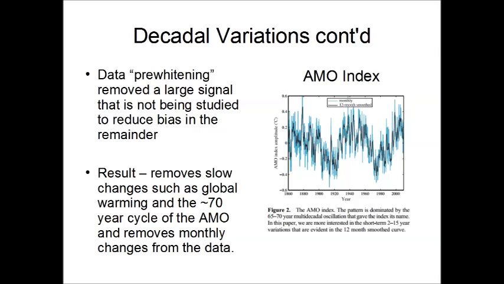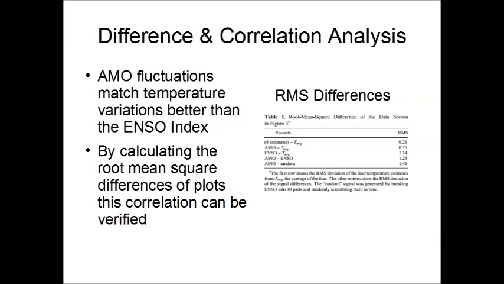Data was then subjected to a pre-whitening process to remove a large signal that was not being used in order to reduce the overall bias in the study. The procedure effectively removes slow changes such as global warming and the roughly 70-year cycle of the AMO and gives each record zero mean. The root mean square difference between the temperature average and the AMO and the ENSO indices were taken, and the overall AMO fluctuations match temperature variations better than the ENSO index.